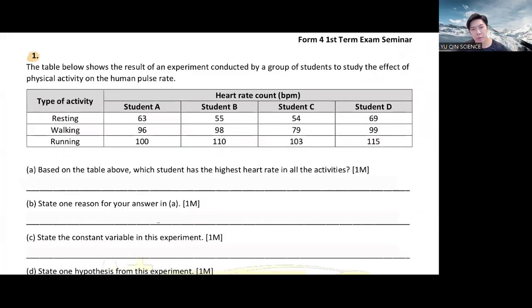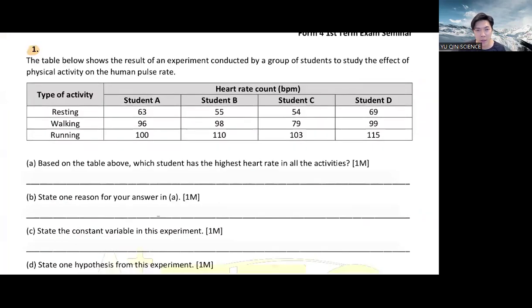So like question number one, page 22, is it? Okay, so this, I think it's either one of the factors. So I think it should be physical activity. There you go. Okay, and then to check on the heart rate. Yeah, so we're on the physical activity category or factor. Okay, so remember in section A, you must always find out your manipulated and responding variable first.